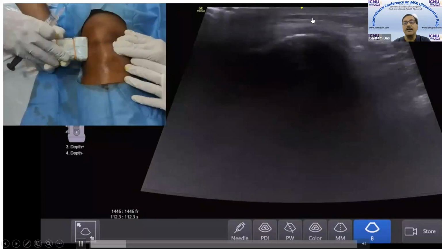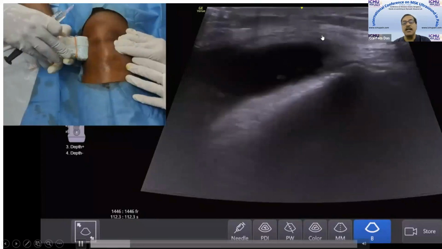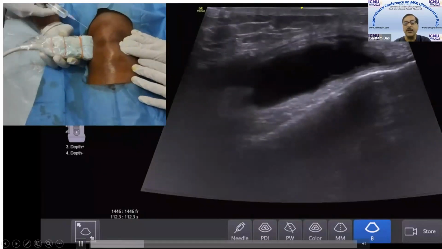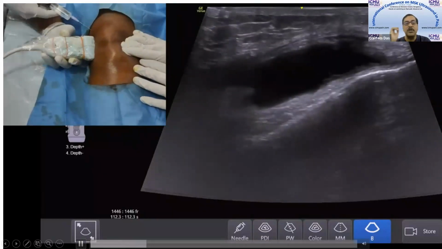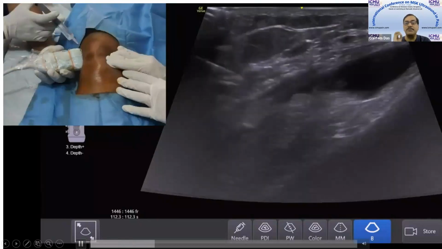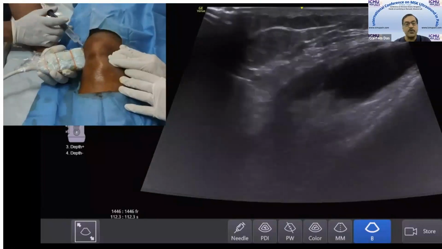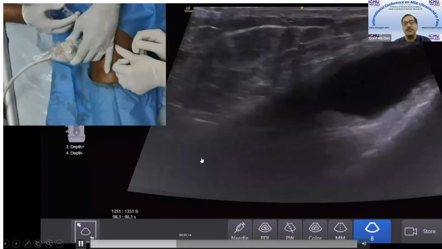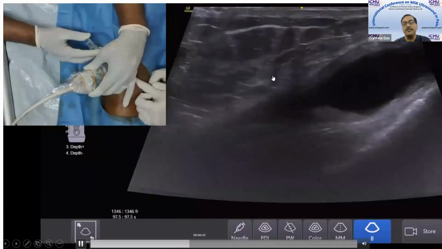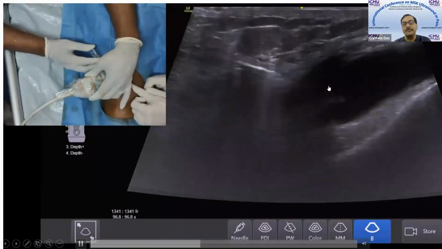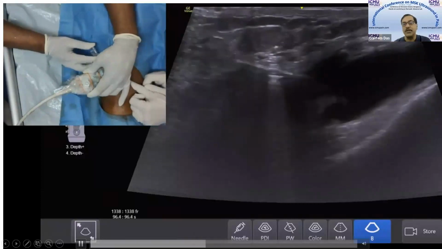And here, just after the skin, this was the vastus lateralis muscle. After that, it is continuous with the retinaculum and patellofemoral ligament. These are the only two structures. That means this is very superficial, and we can very easily reach there, just puncturing these two layers. I'm just fast forwarding this video.